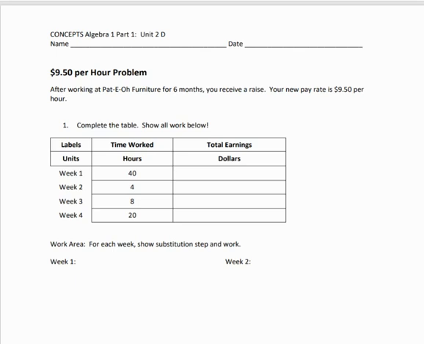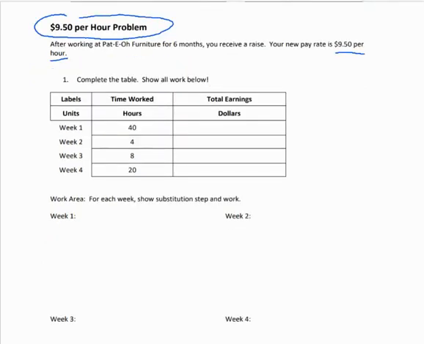So notice at the top of the page, this is the $9.50 per hour problem, which means that our new rate is $9.50 per hour. Okay? So the first table is asking us to determine our total earnings for each week for 4 weeks. So below the table is an area for work. Let's do the first one together.